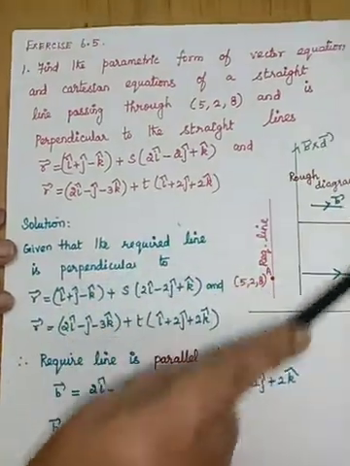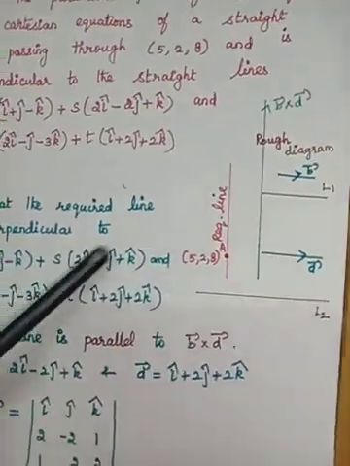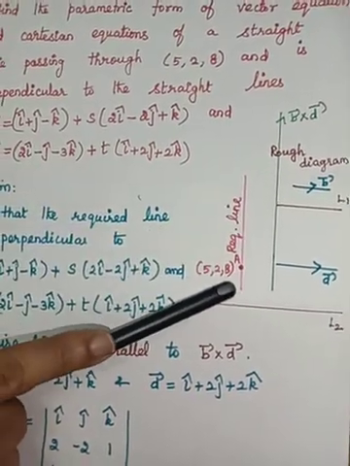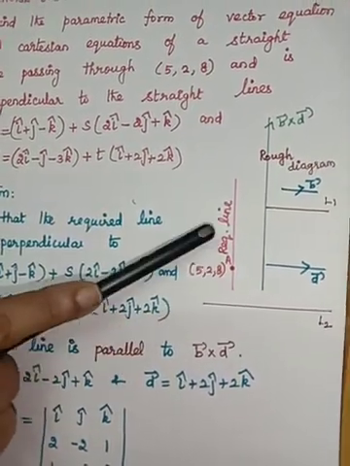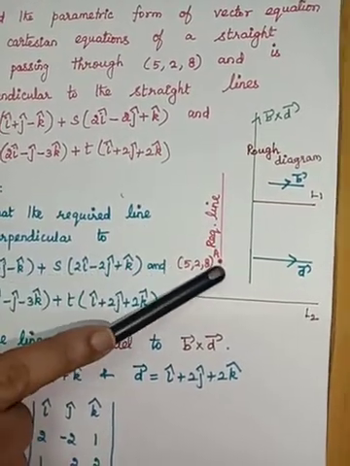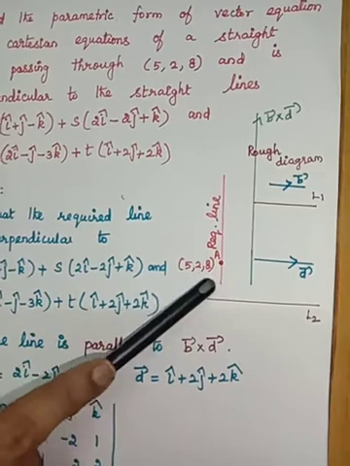Okay, see the rough diagram, roughly I have drawn. So to understand this, this is the required line. Okay, so the pink color line is the required line whose equation we have to find. So this required line is passing through which point? (5, 2, 8).